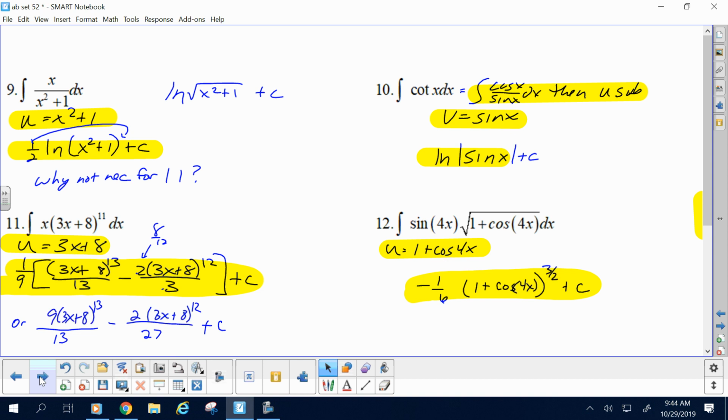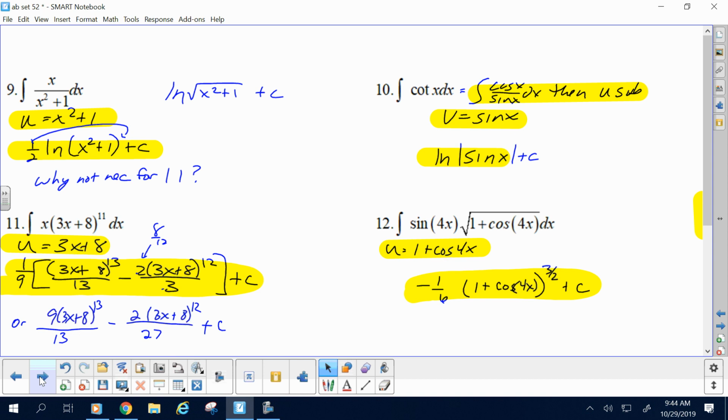Just starting to talk about multiple choice, especially on the AP test. It's common that you would see 2 other possible answers. One is the possibility of no absolute value. Why no absolute value here? x squared plus 1 is always positive, so absolute value on a positive is totally worthless. So you could possibly see it without absolute value.